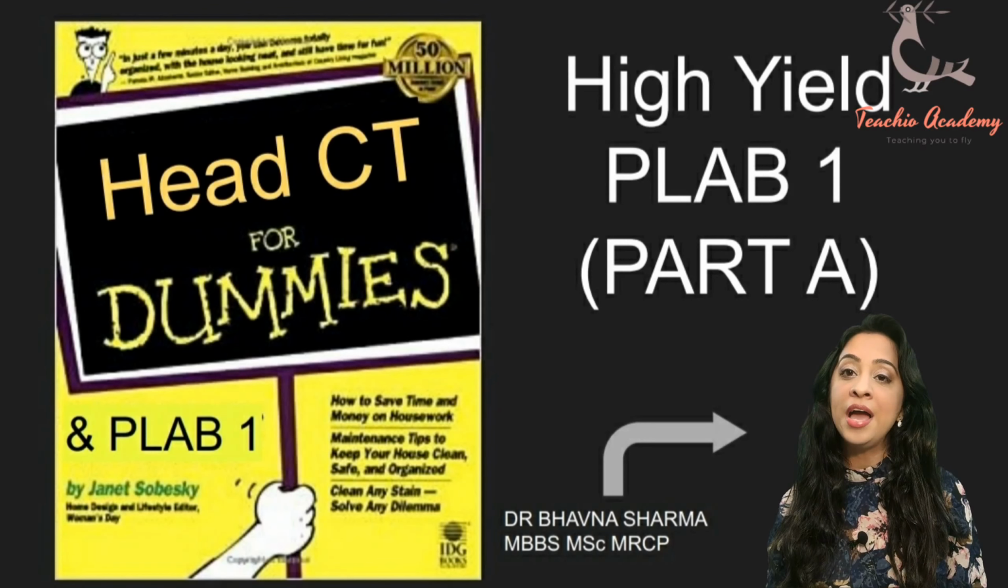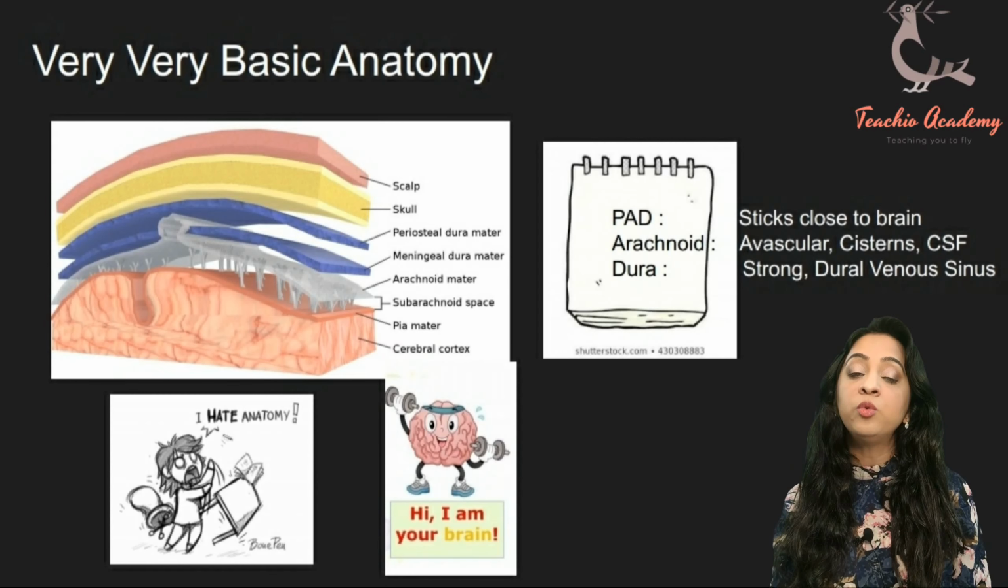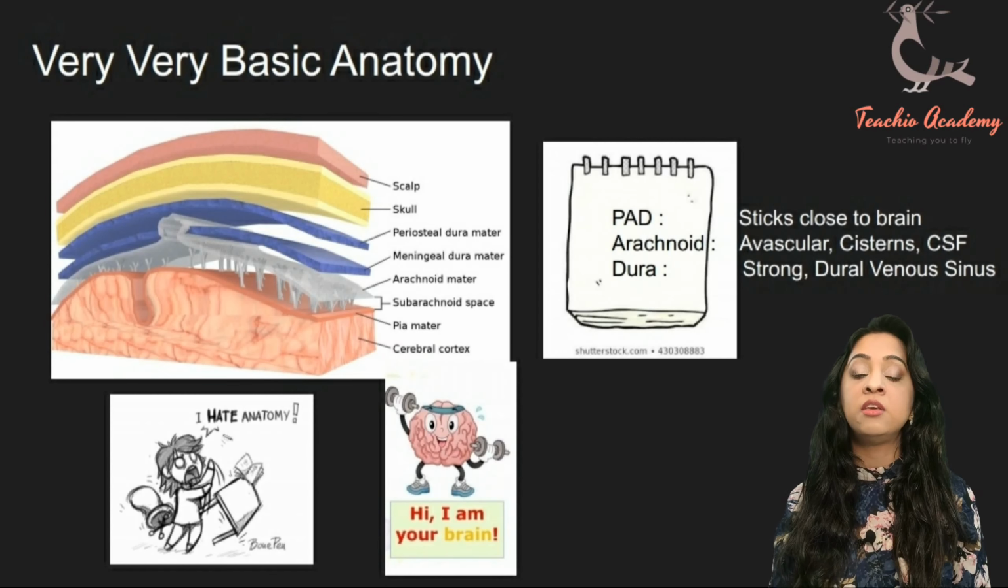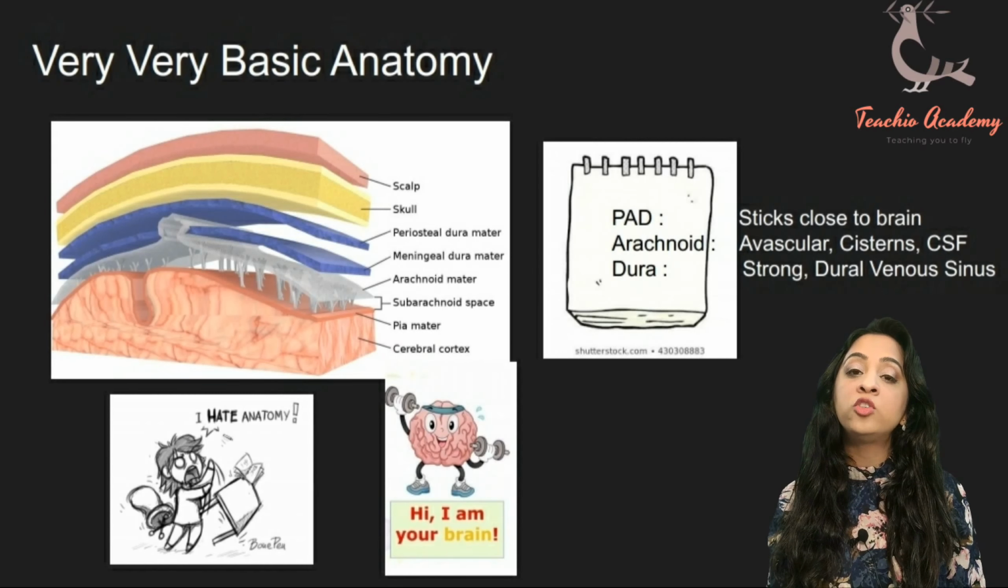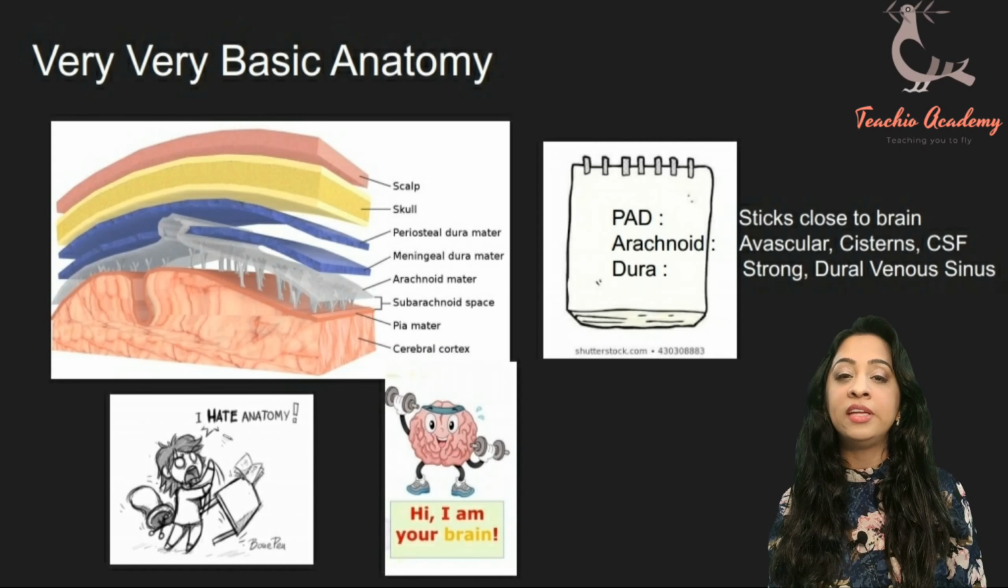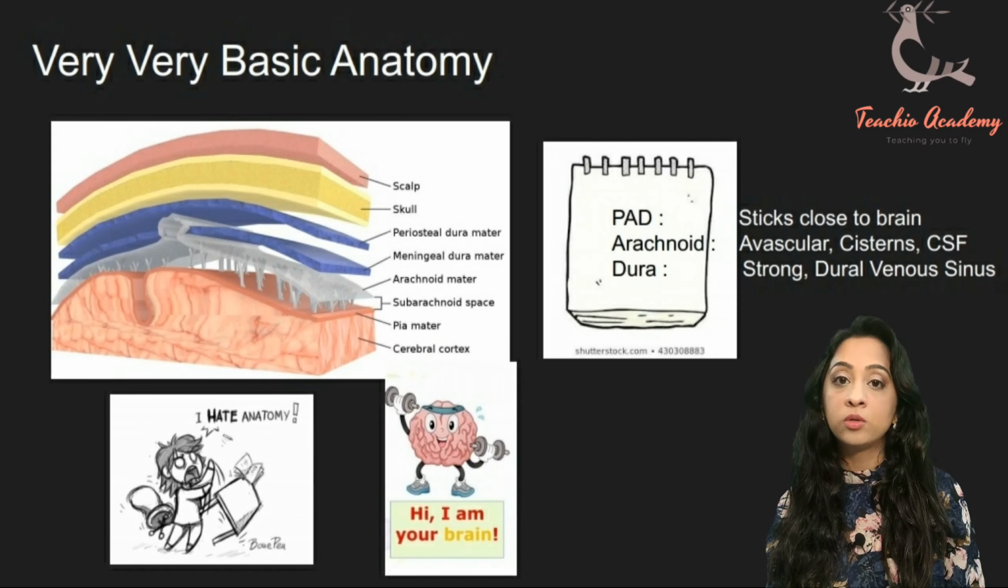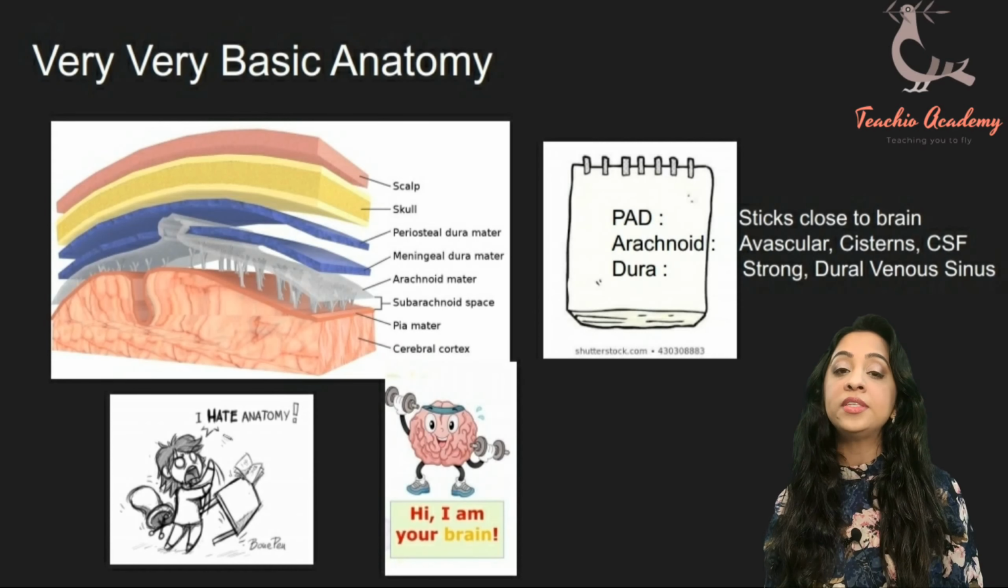Alright, now the thing that I have to confess is that I hate anatomy. But the thing which is good about anatomy is if you link it with what you would use in daily life, it starts to make a little more sense. So I've discussed very basic anatomy here with regards to the brain and what will be used on your PLAB 1 head CT scans. Let's just start with the layers of the brain.